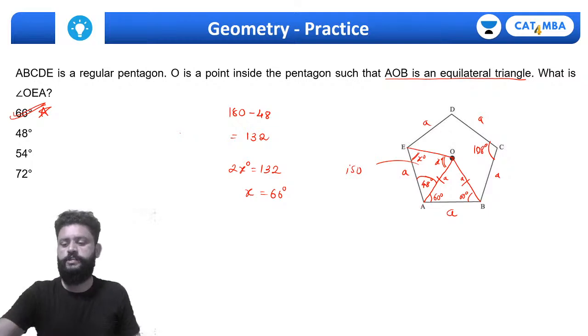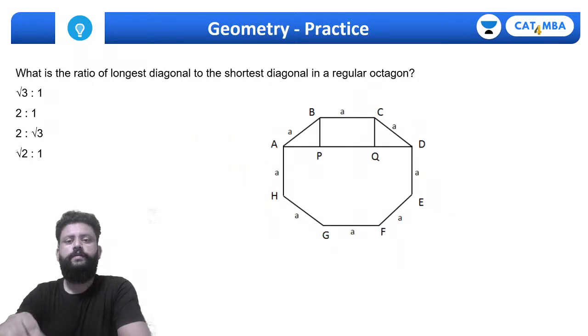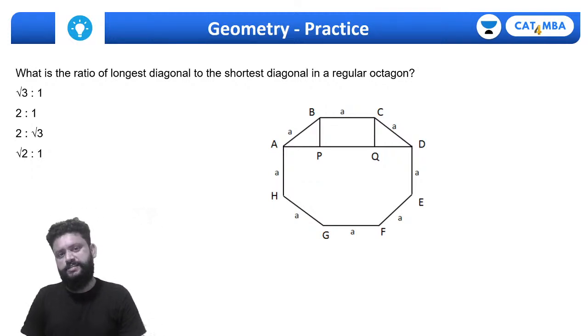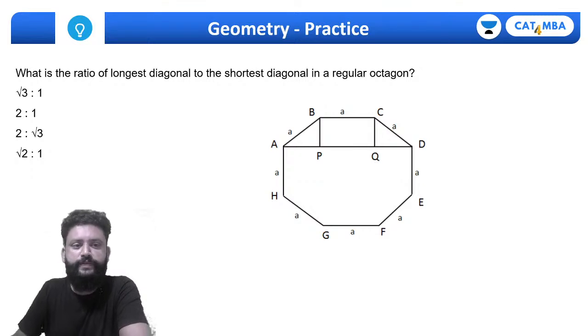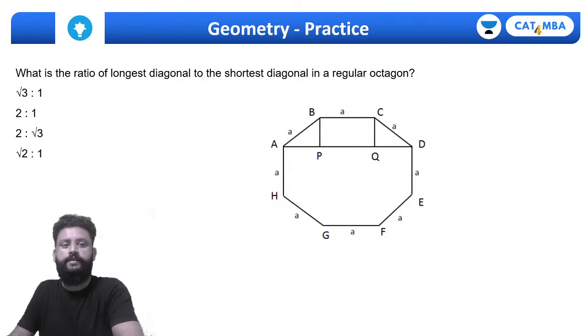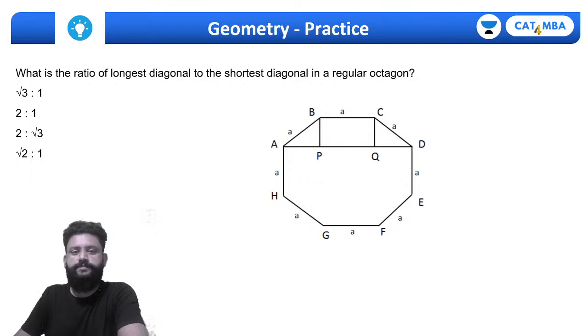Hopefully you understood this part. Let's move to the next question. Again, the ratio of the longest diagonal to the shortest diagonal of a regular octagon. So definitely ये diagram तुम्हें एग्जाम में नहीं दिया रहेगा क्वेश्चन के साथ, ये हमें खुद से ड्रॉ करना पड़ेगा. You will be just given with this question. Okay, so longest diagonal and the shortest diagonal of a regular octagon.